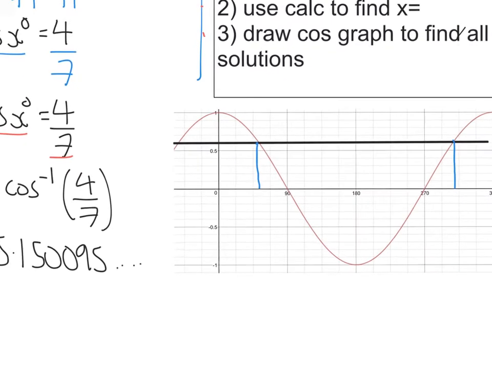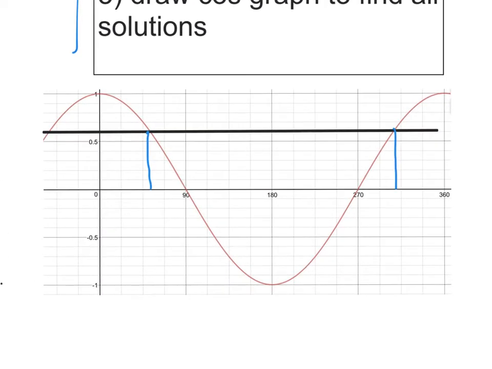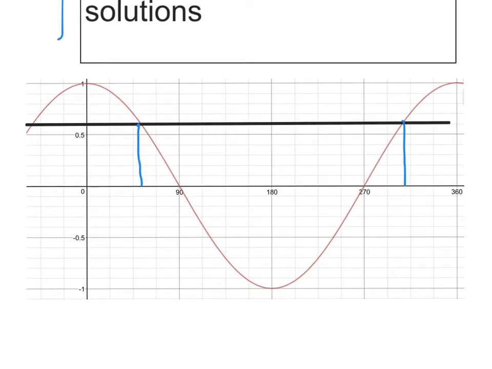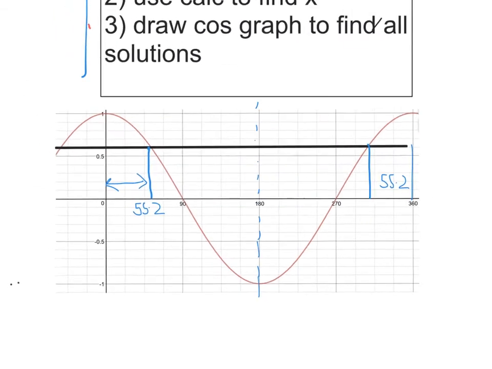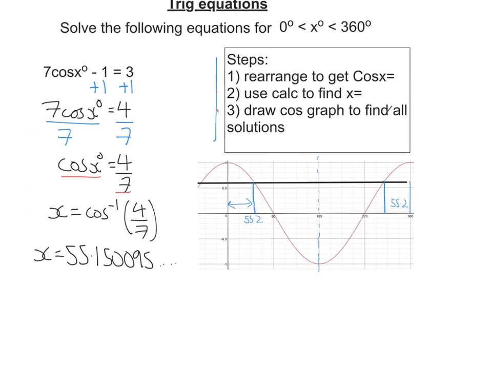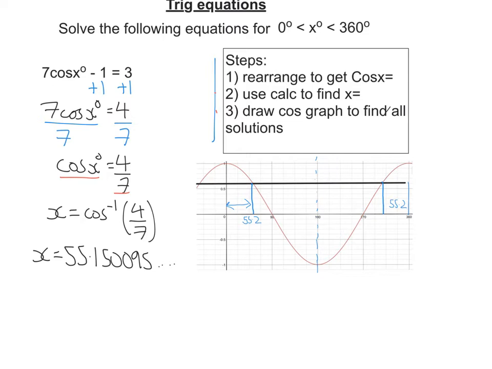So let's zoom in on this graph so we can get a little bit more understanding of what's happening. Well, this first point here, that's going to be our 55.2. So this distance here to here, from 0 to there, is 55.2. Now, also, using the symmetry of this curve, remember it's symmetrical about the middle, from 360 back to this point here must be 55.2. So we're now going to use this symmetry to give me the other answer here. So the first answer is going to be 55.2.